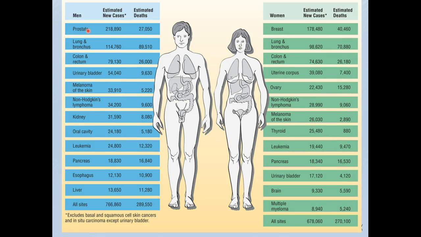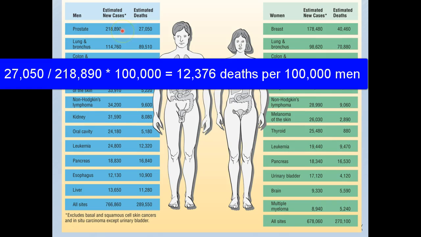If you want to find out what the case fatality rate is, this is the number of people in the at-risk population. They have the disease. This is how many passed. So you'll take 27,050 and divide it by 218,890, and then I would multiply by 100,000. And when you do that, you get 12,376 deaths per 100,000 men.